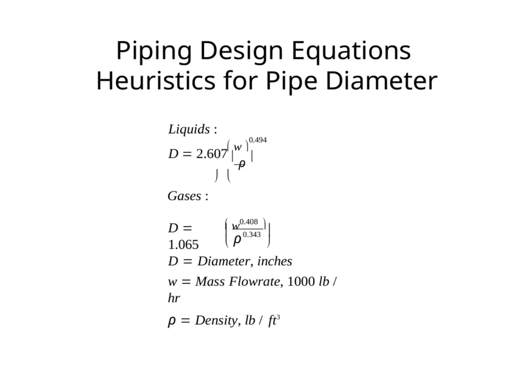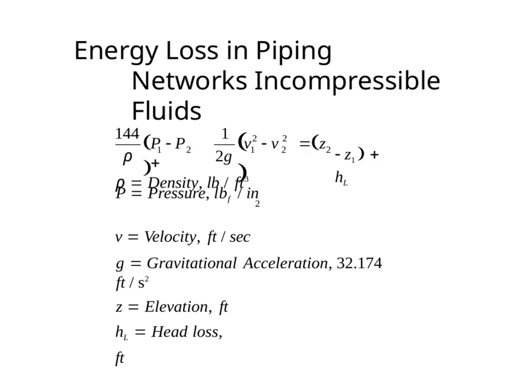Let's look at some key heuristics for sizing pipe diameters. We use the diameter, mass flow rate, and density to estimate the right pipe size. For liquids, the diameter scales with the mass flow rate raised to about 0.5 power, adjusted by density. For gases, the relationship is a bit different, involving both flow rate and density with specific exponents. These equations give us a practical starting point for piping design, balancing flow needs with physical constraints.